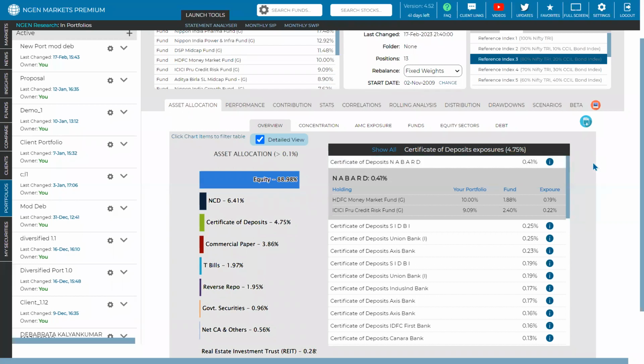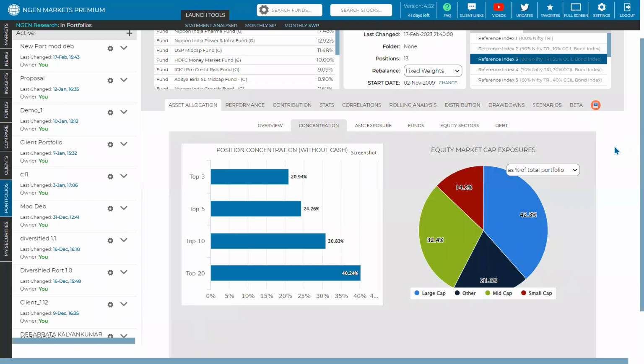Right now, let's go ahead with the concentration. So concentration is another great way to know whether the portfolio is highly concentrated or not. For example, you can check this top three exposure. Top three basically means the top three individual exposures, coming from the mutual funds or a direct exposure.